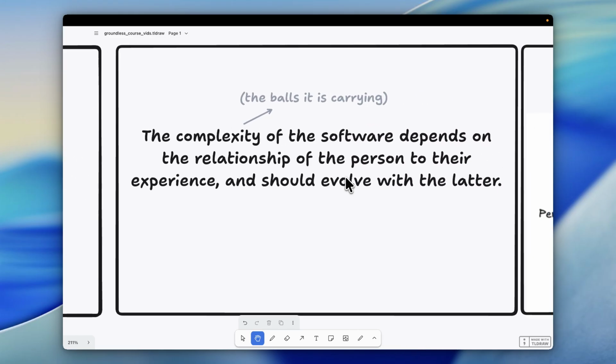One way to describe this retiring of the software that is quite unnatural is that the complexity of the software depends on the relationship of the person to their experience and should evolve with the latter. And one way to think of complexity here is how many balls is it carrying for the person? How much is it helping them? How big of a scaffolding is it?